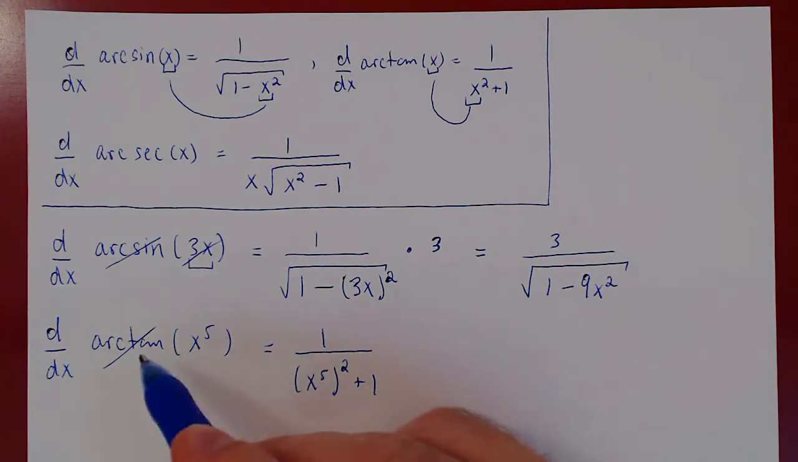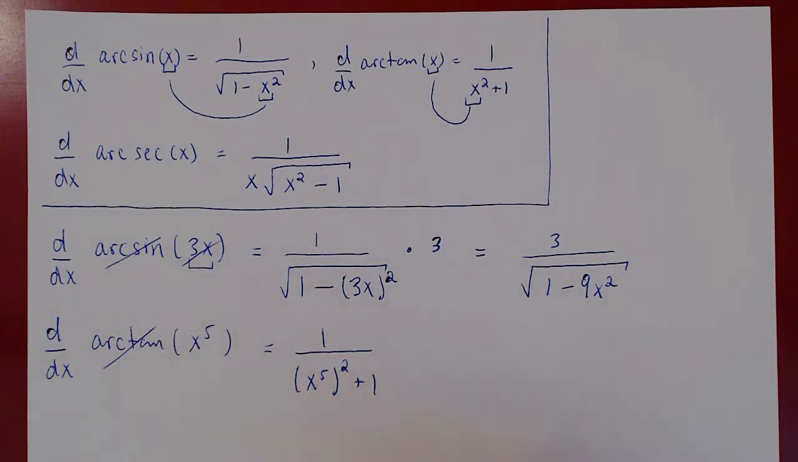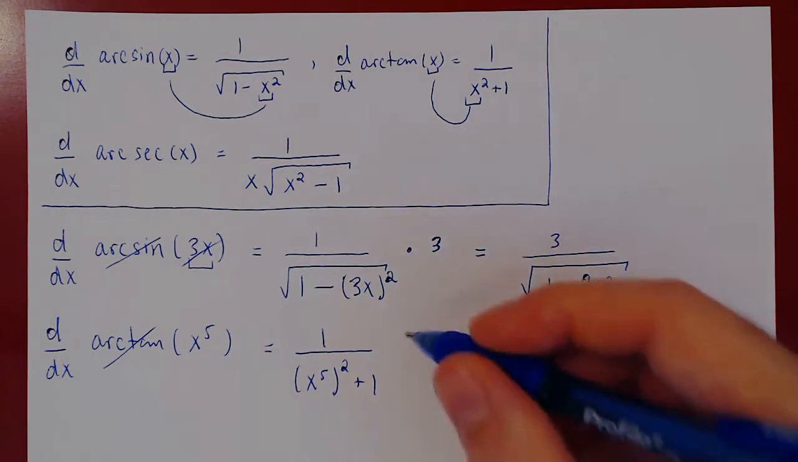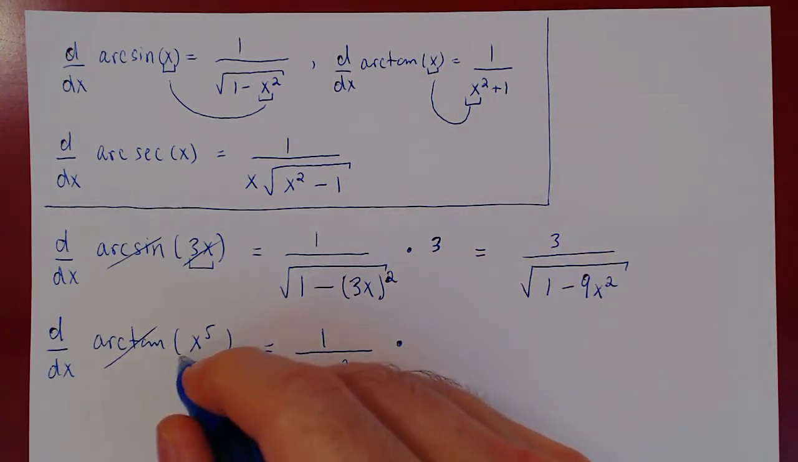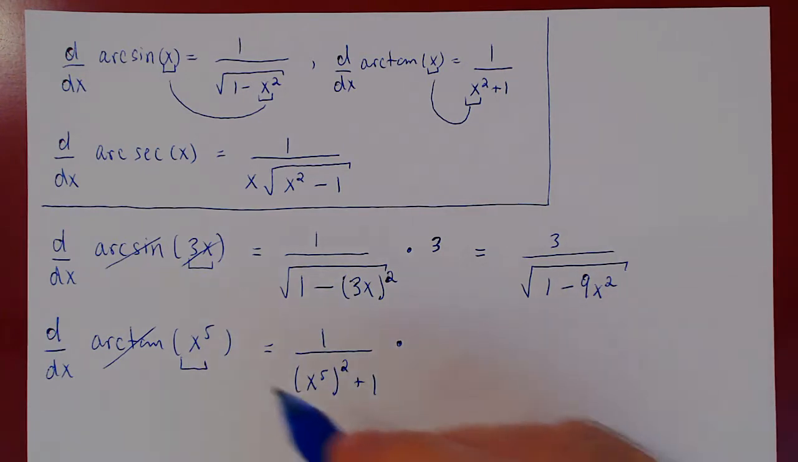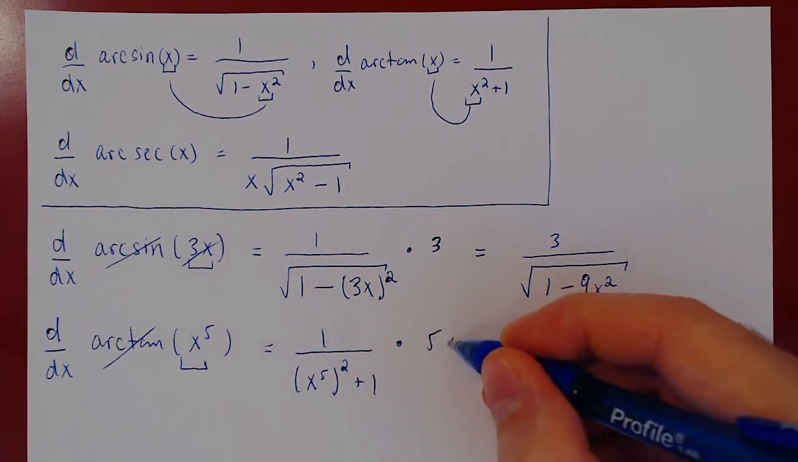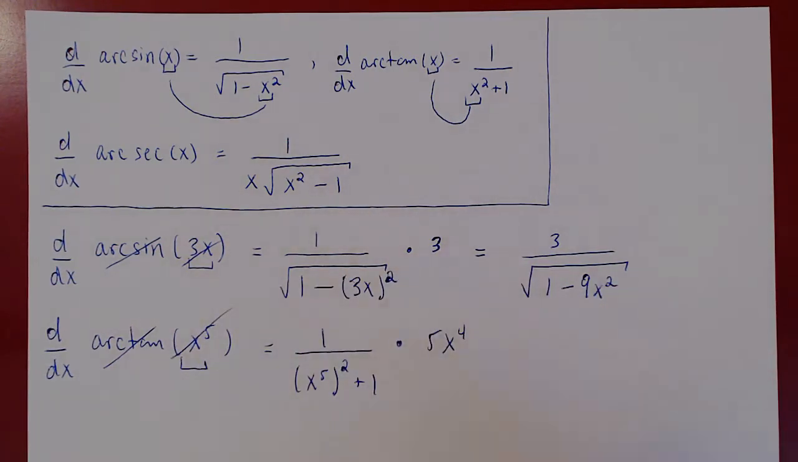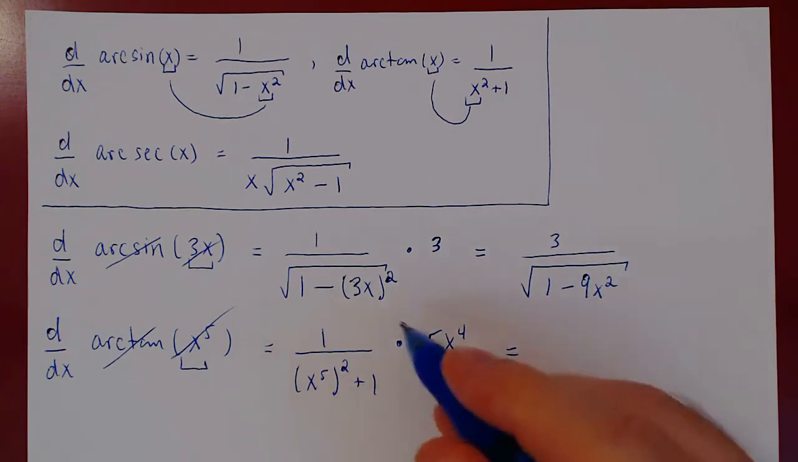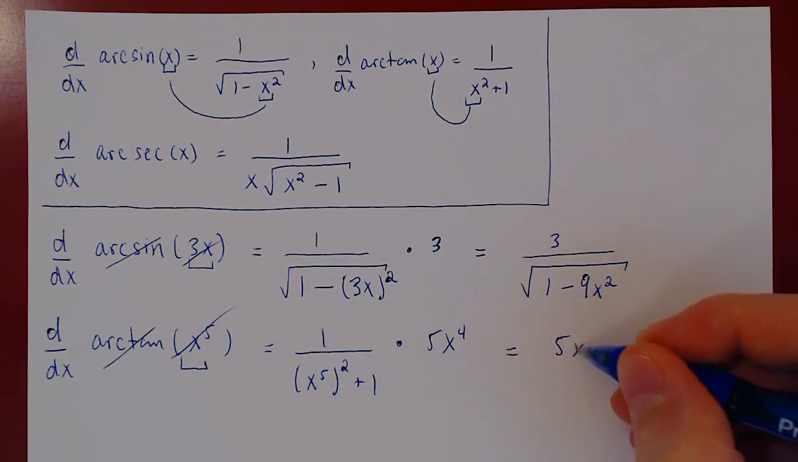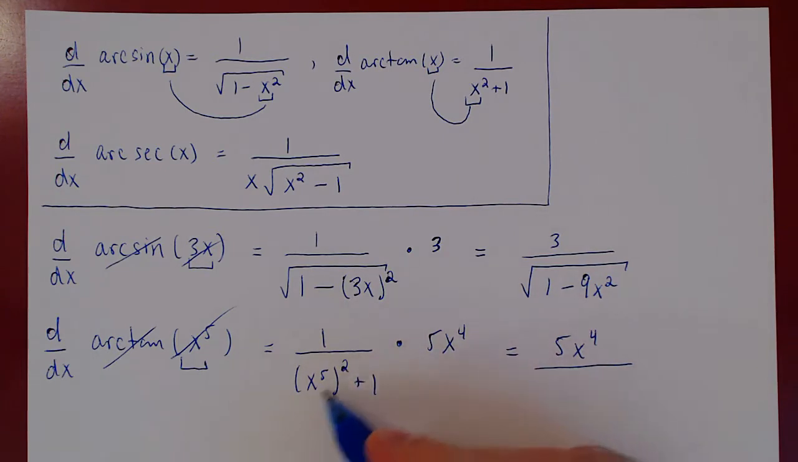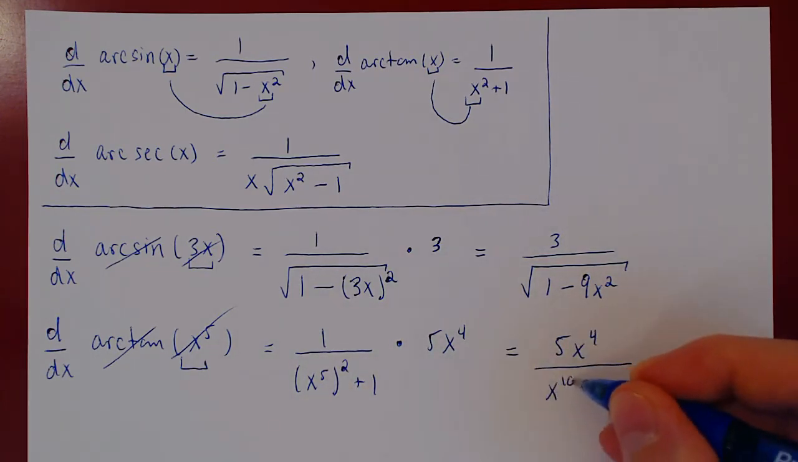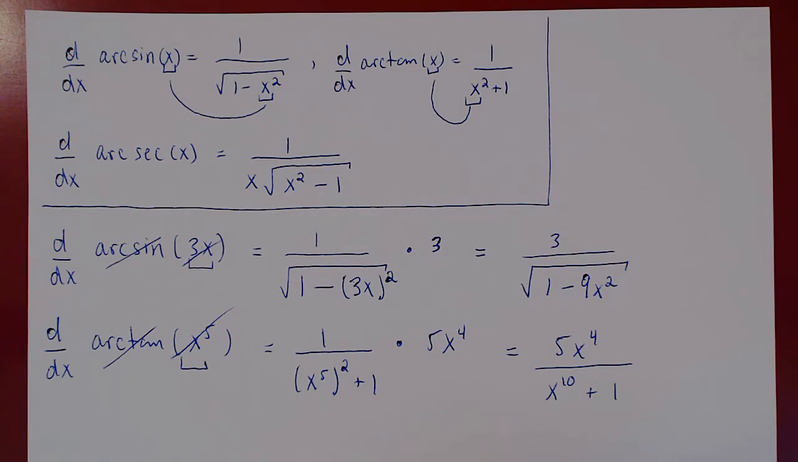And that's the derivative of arctangent of x to the 5, but only of arctangent. There's still the x to the 5 left over. So we have to multiply by the derivative of what's left over. And the derivative of x to the 5 is just 5x to the 4. There's nothing left over, so the differentiation is over. And we can again simplify this as 5x to the 4 over, and if you square x to the 5, you get x to the 10, plus 1. So there you have it. The derivative of arctangent of x to the 5 is this expression.